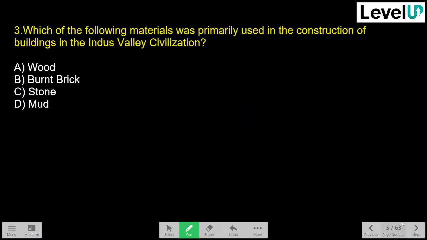Which of the following materials was primarily used in the construction of buildings of the Indus Valley civilization? We all know that the Indus Valley civilization was an urban civilization. So it must be made up of burnt bricks. This was an important feature, right?